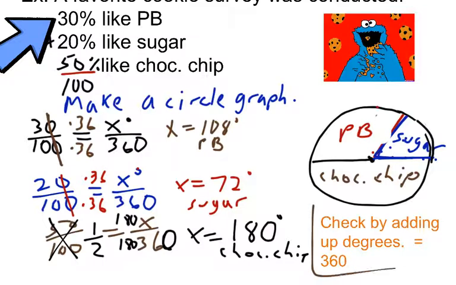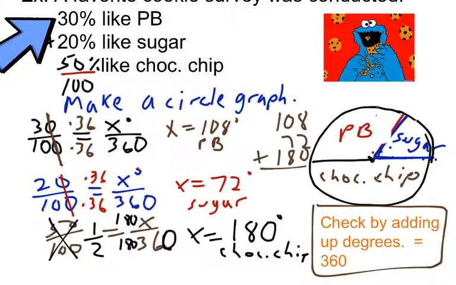And I almost forgot, check by adding up the degrees, it should equal 360. So for instance, our 108 plus our 72 plus our 180 better equal 360 when we add them up. And sure enough, they do. So it checks.